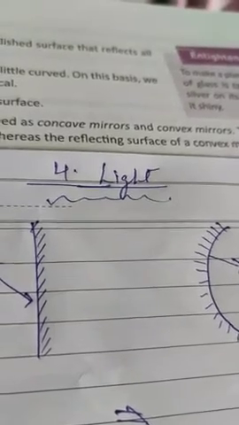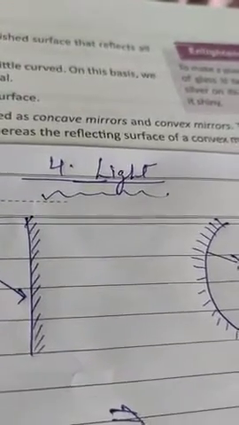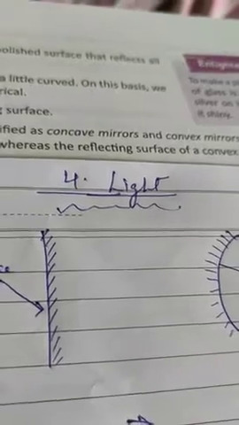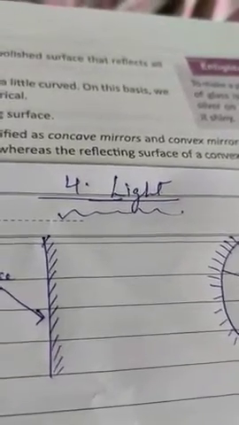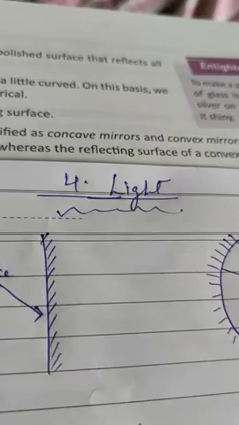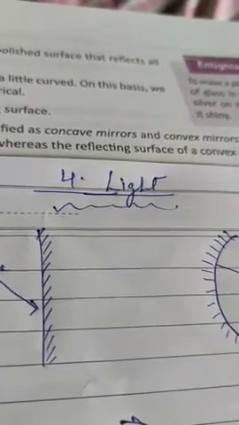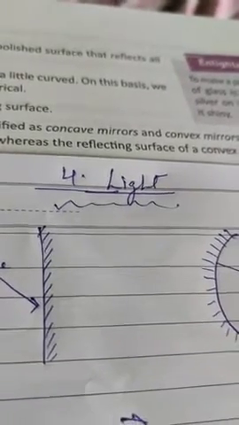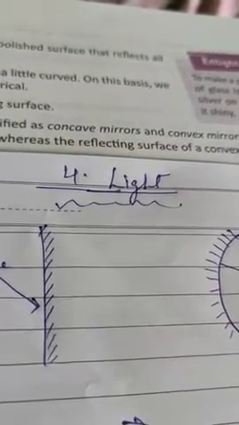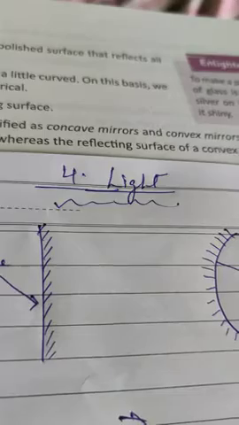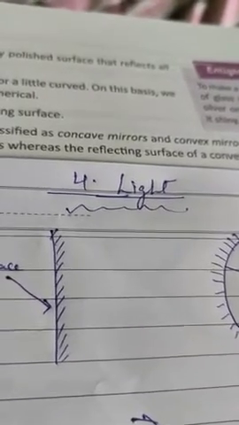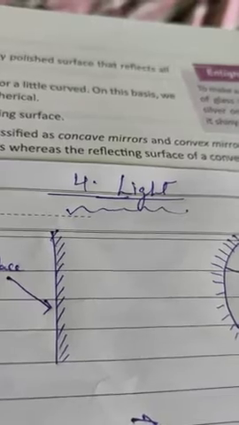Hello children, now we are going to start the fourth chapter of physics, that is light. We have learnt in the previous class that light is a form of energy which gives us the sensation of vision. Light always travels in a straight line and doesn't change its path. This property of light is called rectilinear propagation of light. Rectilinear propagation means light always travels in a straight line.